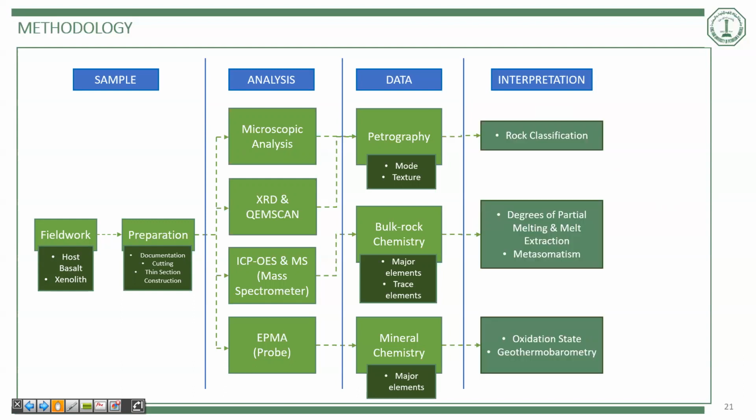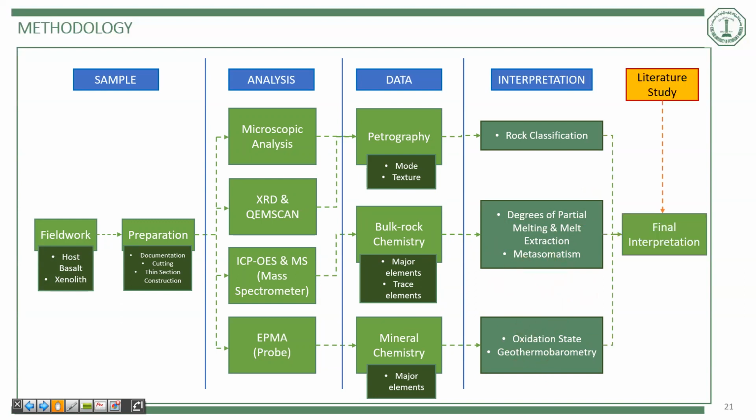And finally, from this data, we interpreted rock classification, degrees of partial melting and melt extraction, metasomatism, oxidation state, and geothermobarometry. And finally, by including the literature study that we did at the beginning, we conclude with a final interpretation.